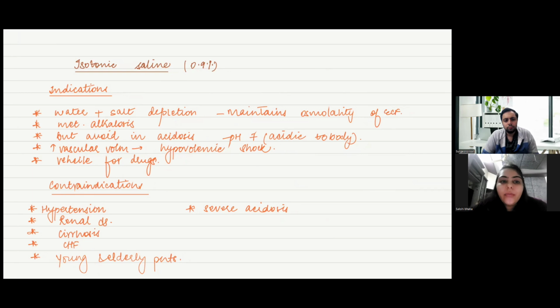It can also be used as a vehicle for drugs, and it is given in hypovolemic shock patients also. There are certain contraindications of using isotonic saline in cases of hypertension, renal disease patients, liver cirrhosis patients, congestive heart failure patients, young and elderly patients, and severe acidosis.